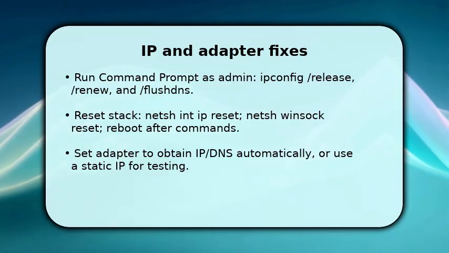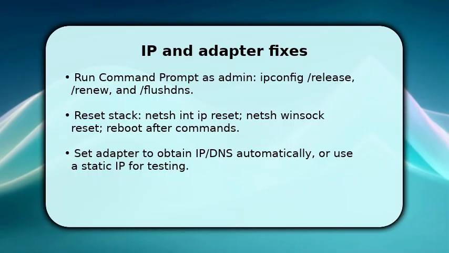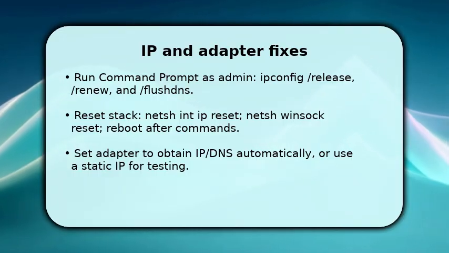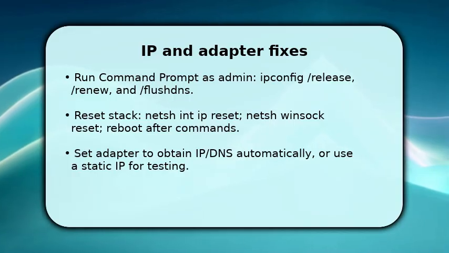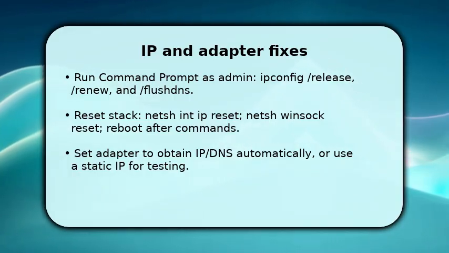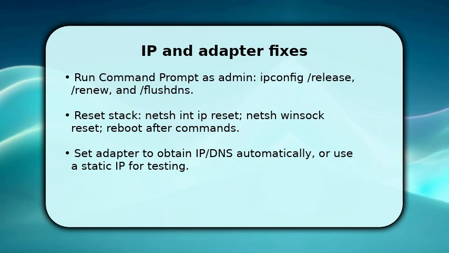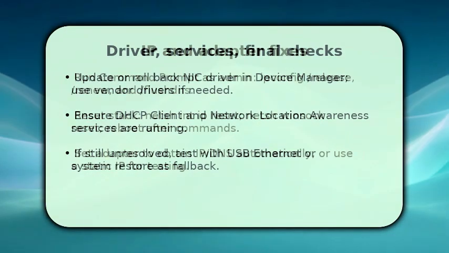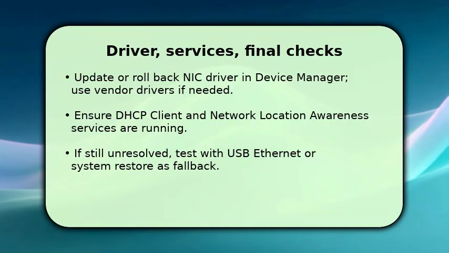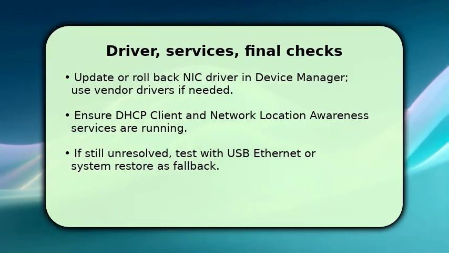If that fails, reset the TCP/IP stack with netsh int ip reset and netsh winsock reset, then reboot. This rewrites corrupted network settings. Make sure the Ethernet adapter is set to obtain IP and DNS automatically, or temporarily assign a valid static IP to confirm DHCP issues. Finish by handling drivers and services, since mismatches or stopped services cause unidentified networks.